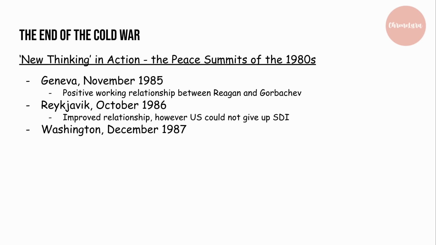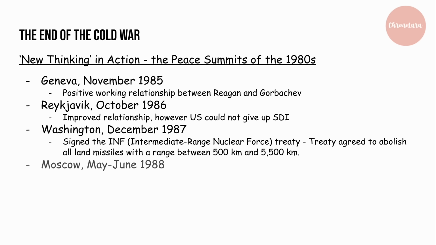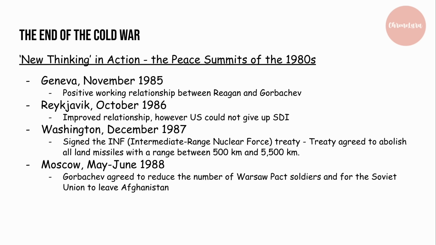Washington, which takes place in December 1987. Here they signed the INF Treaty. INF stands for Intermediate Range Nuclear Force. The treaty agreed to abolish all land missiles with a range from 500 kilometers to 5,500 kilometers. Now you got Moscow, which took place in May to June 1988. Gorbachev agreed to reduce the number of Warsaw Pact soldiers, and also the Soviet Union agreed to leave Afghanistan.